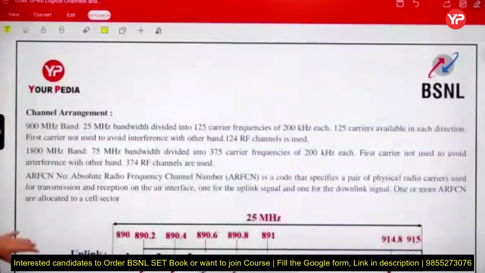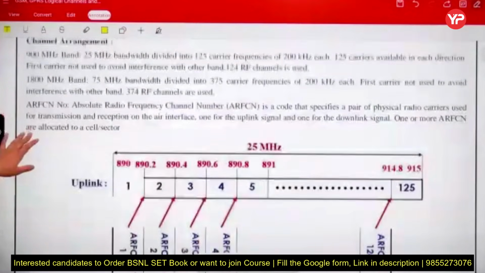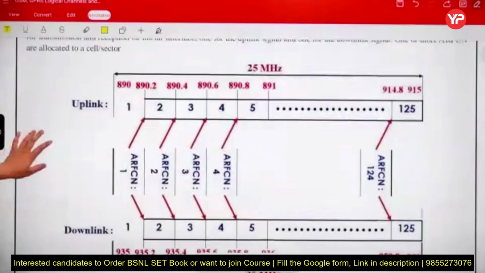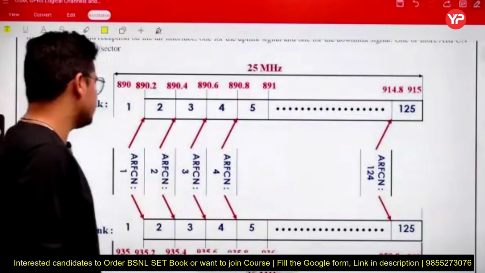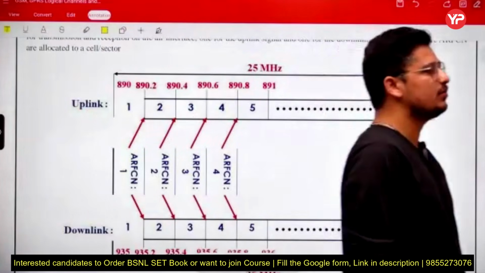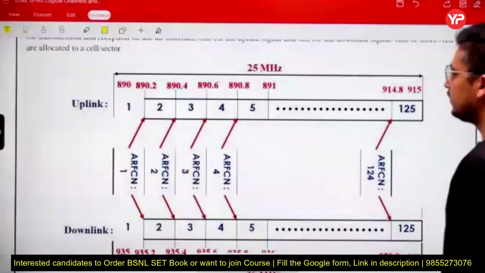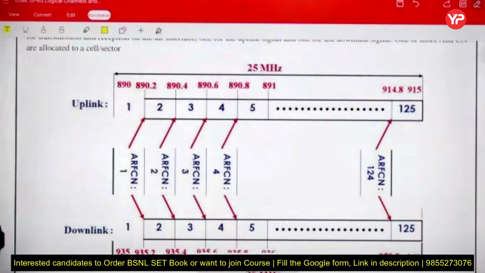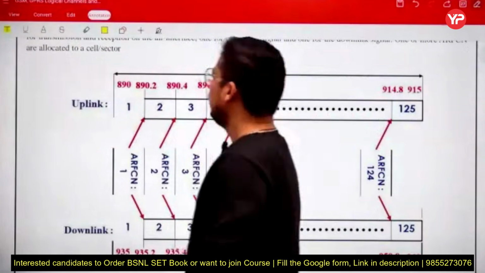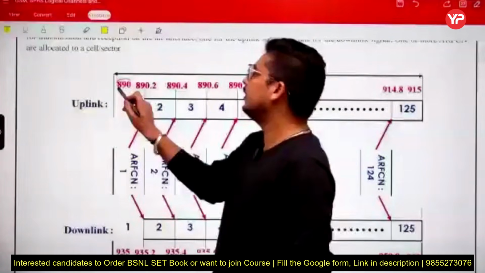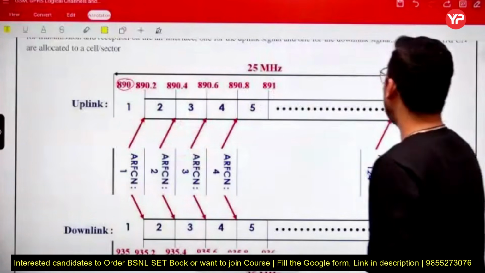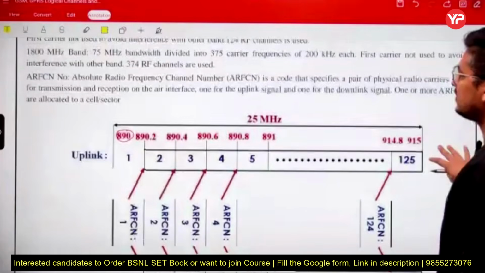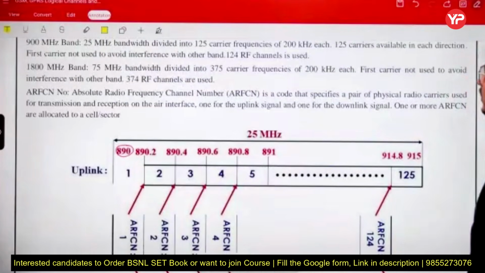Next is channel arrangement. How do we arrange the channels here? Let us see that, because I already told you this is the structure for GSM 900 only. Try to understand what is happening here, everyone. See, you have a 900 megahertz lower frequency. How much is the upper frequency for this GSM 900 band?